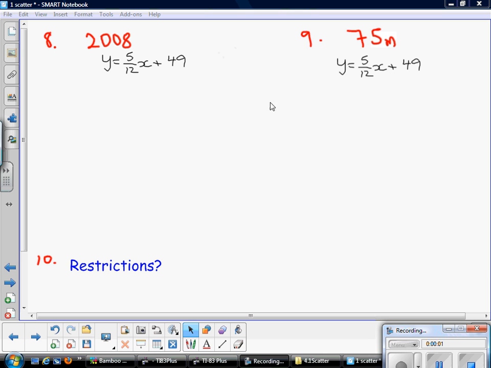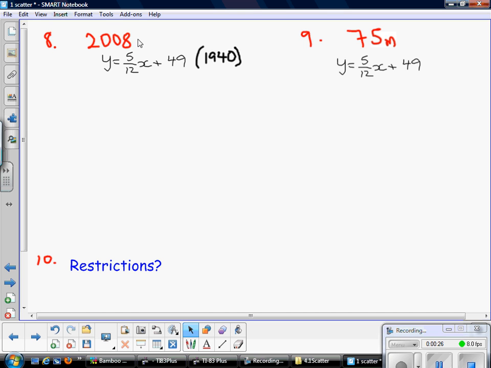Finish questions 8 and 9 and then 10. Okay, number 8 asks us to, using our equation, extrapolate to figure out what the distance should be in the year 2008. Now, please remember too, our formula was created, our y-intercept, based on 1940 because that was our zero starting place. So we have to find out our x value.